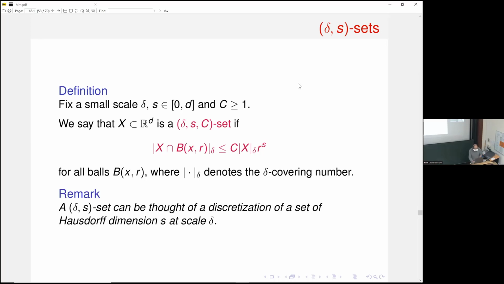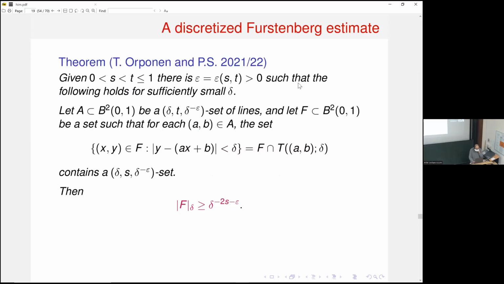Okay, so again, if you haven't seen this before, just imagine that this means that at scale delta, the set X looks like a set of dimension S. Okay, so here is our discretized estimate. It's a bit long to parse, but essentially it is saying that if we have something that looks like a Furstenberg set at scale delta, then the delta covering number is at least delta to the minus 2s minus epsilon. So we have this epsilon gain in the dimension.